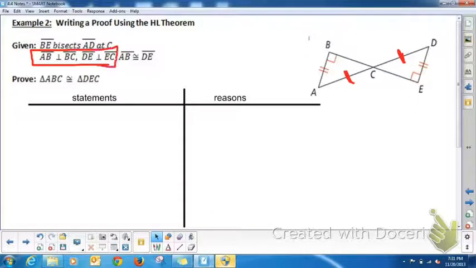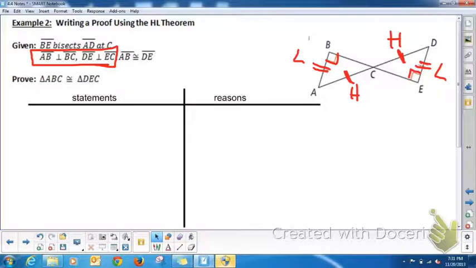This, however, does. If I know that AB is perpendicular to BC, that means it forms a right angle. And if DE is perpendicular to EC, then they form a right angle. And if they are triangles that have right angles in them, then they are right triangles. Then the BE bisecting AD tells us that these hypotenuses are congruent. And then the last bit of given information, AB is congruent to DE, that's our leg. They have a pair of congruent legs. So you can prove this using hypotenuse leg.